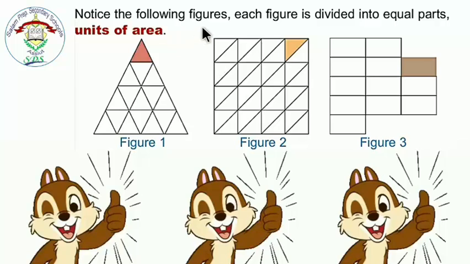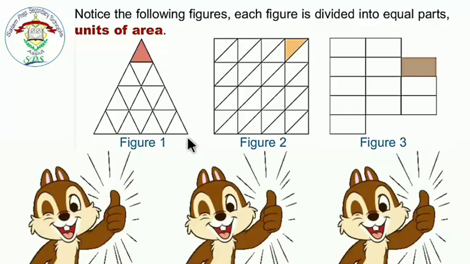Note the following figures. Each figure is divided into equal parts, units of area. Figure 1. This figure is divided into equal parts in the shape of a triangle. The area of figure 1 is how many triangles? Parts in a big triangle.